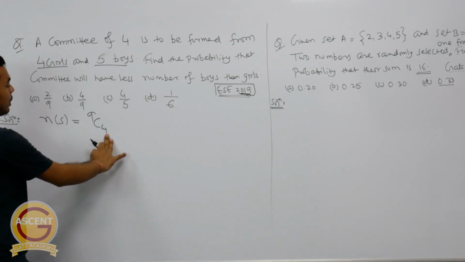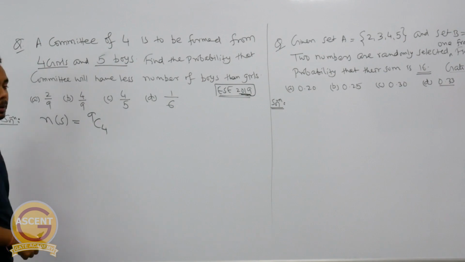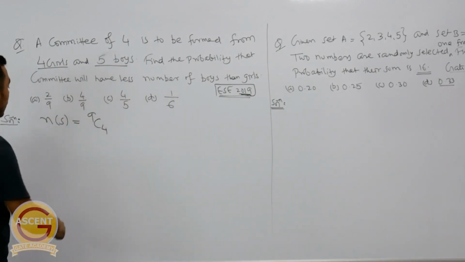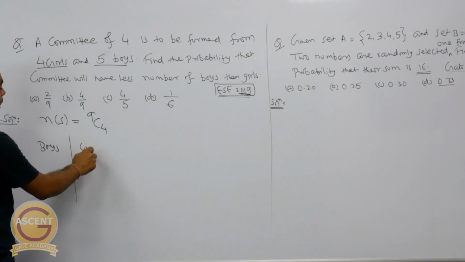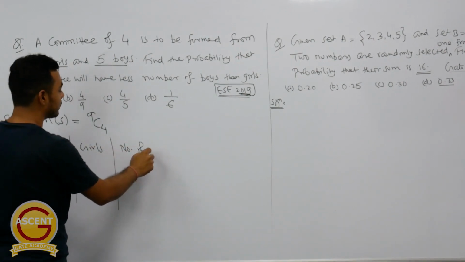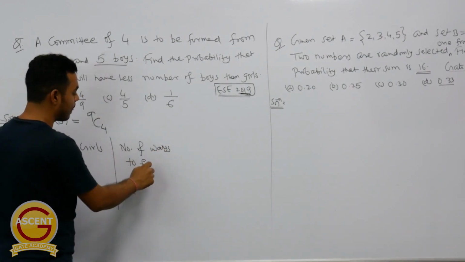Now the next part of the problem is, we have to find out of these 9C4 committees, in how many committees there are fewer boys than girls. So for this type of problem, you should always make a table. On one side you should write the number of boys, the number of girls and the number of ways to form the committee.